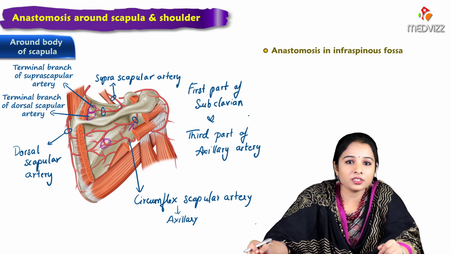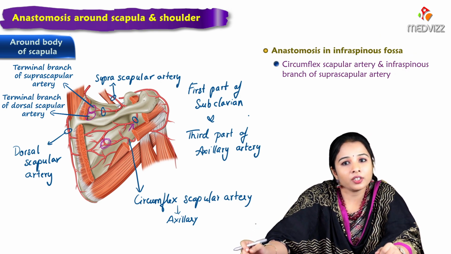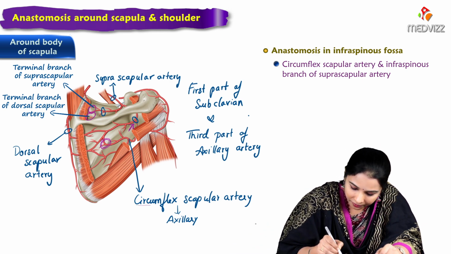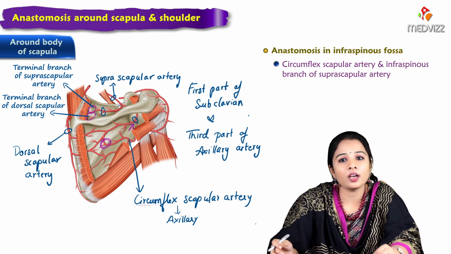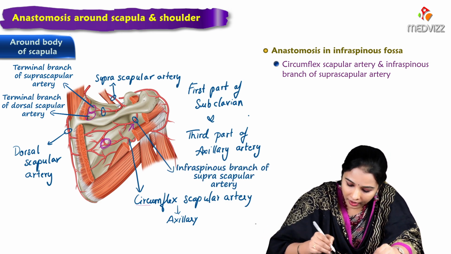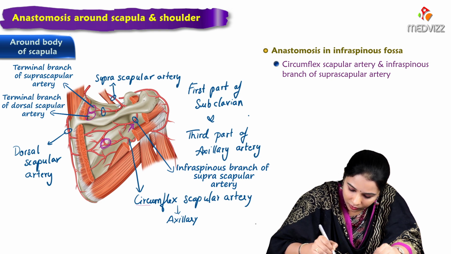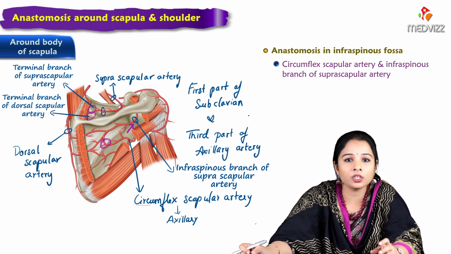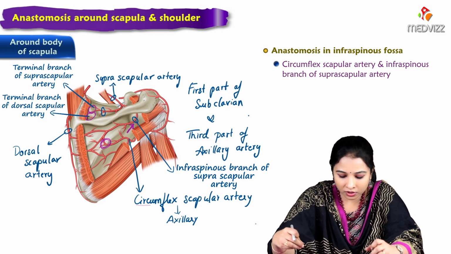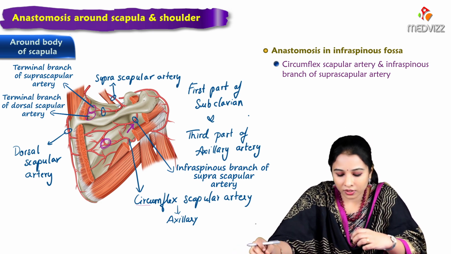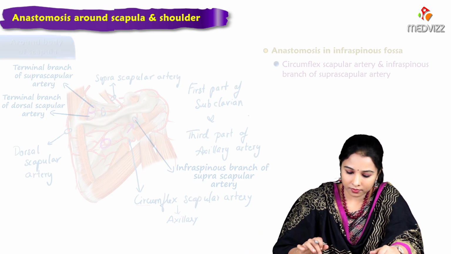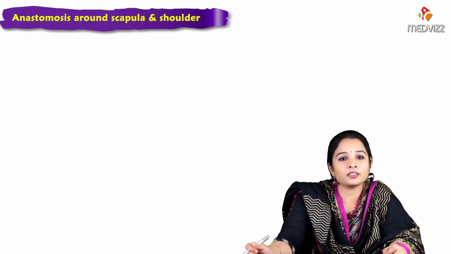Let's see the anastomosis in the infraspinous fossa. This is the circumflex scapular artery, which I have named here, and this is the infraspinous branch, which I have marked with an arrow. The circumflex scapular artery and the infraspinous branch of the suprascapular artery anastomose in the infraspinous fossa. So that was about the scapular anastomosis.